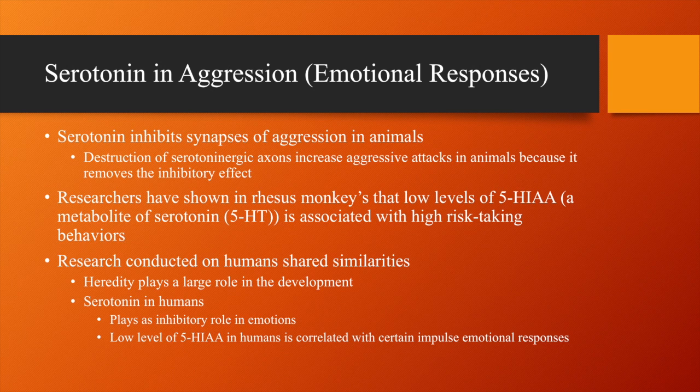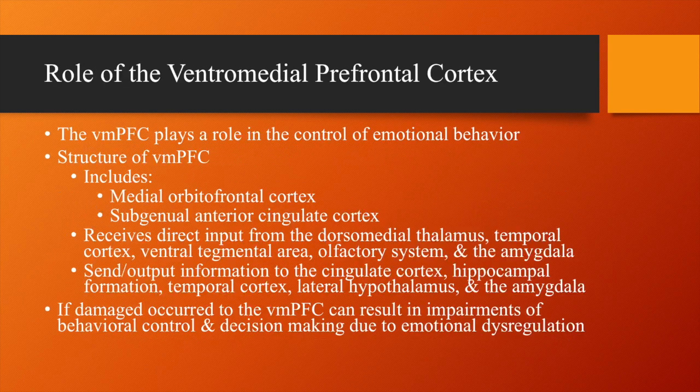Role of the ventromedial prefrontal cortex. Impulse violence is associated with faulty emotional regulation. The structure of the VMPFC includes the medial orbital frontal cortex and the subgenual anterior cingulate cortex. The input structures involved provide information about what is happening in the environment and what plans are being made. Also, the outputs involved allow the VMPFC to affect behaviors and physiological responses that include more emotional regulation by the amygdala. It also communicates with different regions of the prefrontal cortex.